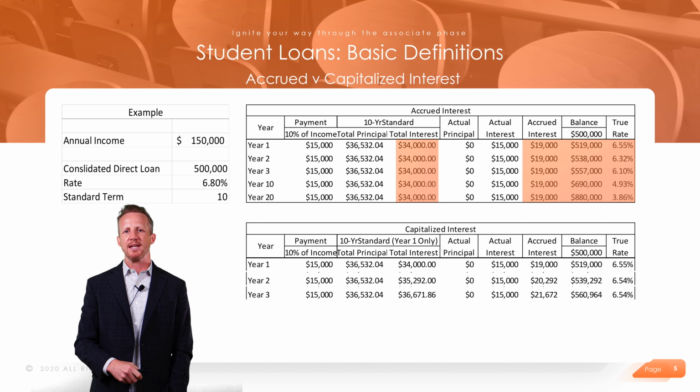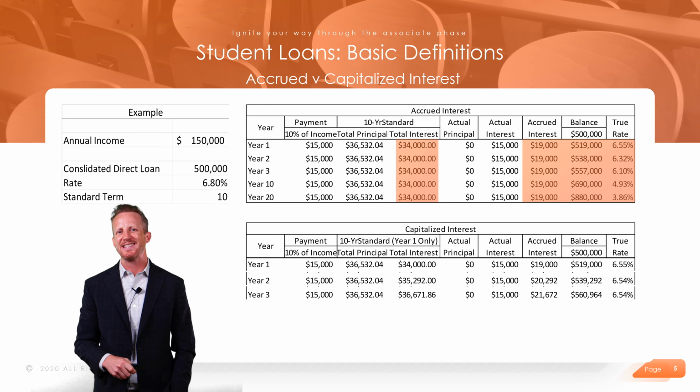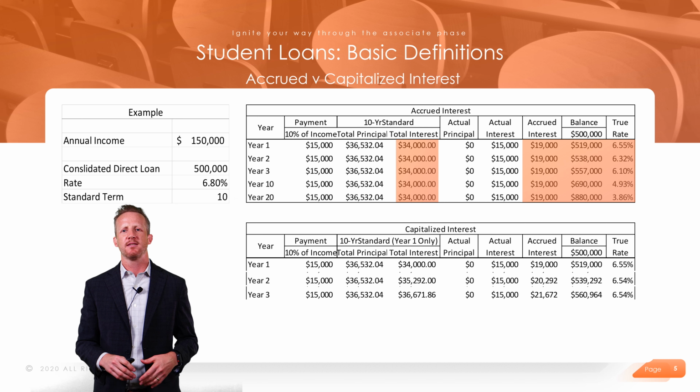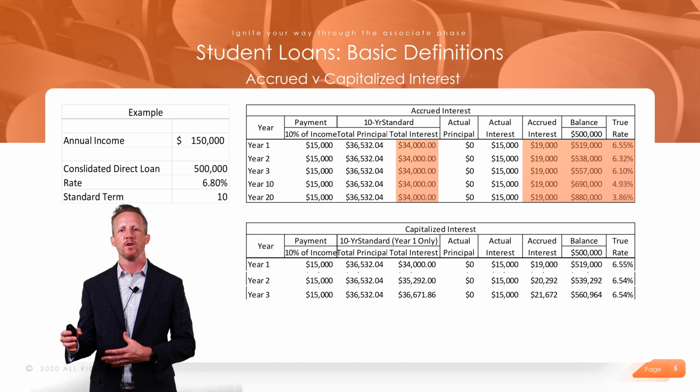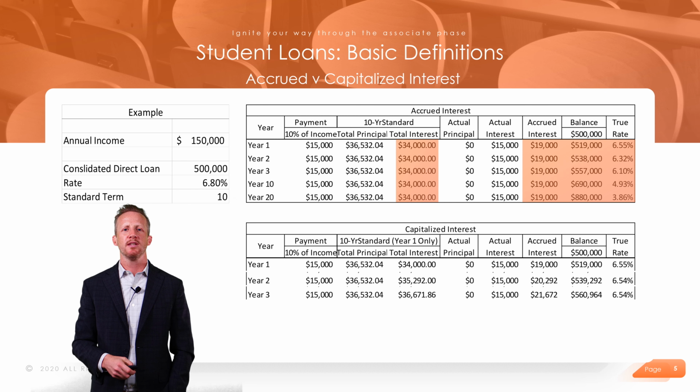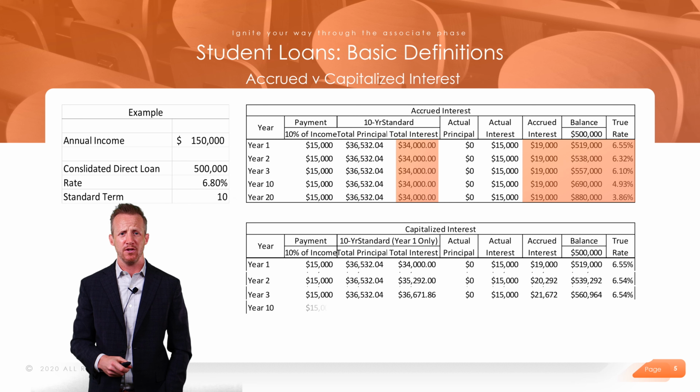And let's go to year 3. Same thing. Now you pay $36,671.86 of interest. That's column 4, because the balance you paid on was $539,292, the ending balance of the prior period. And now we go down to year 10, skipping a few.